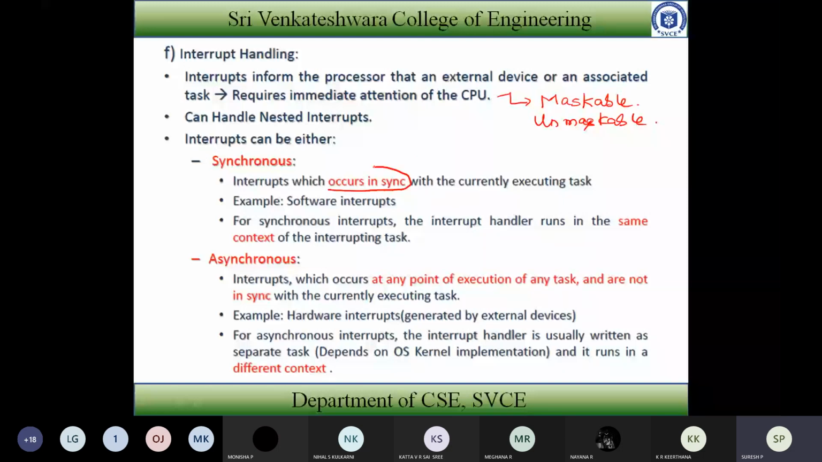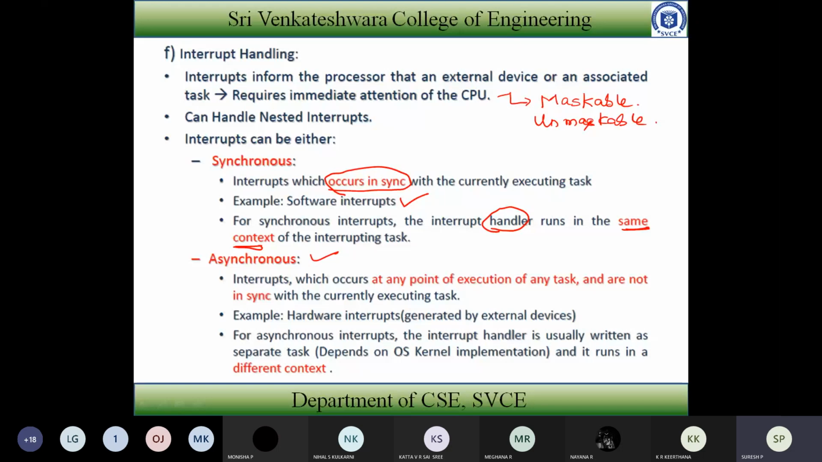When you talk about synchronous interrupts, the interrupt handler is going to run in the same context of the interrupting task. That is the main thing you have in synchronous interrupts: it runs in the same context of the interrupting task.